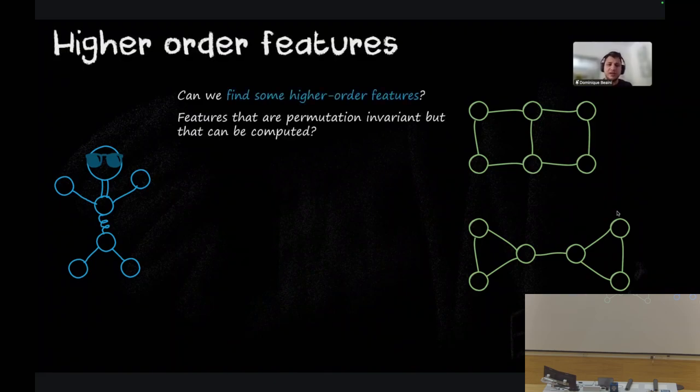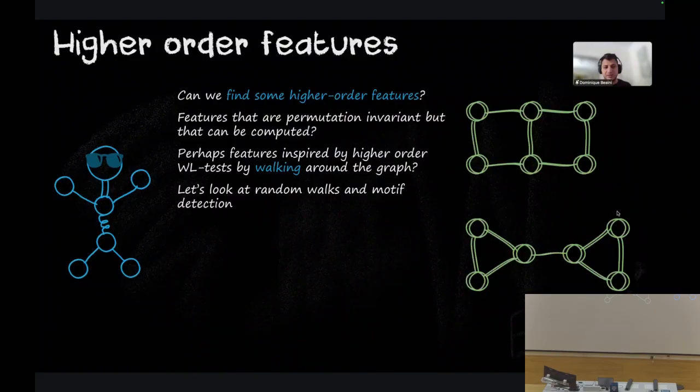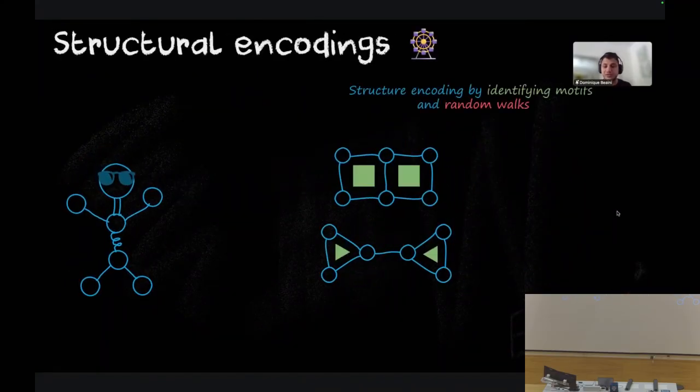So how do we do that? Well, one thing is first finding higher order features. For example, one simple thing is finding different kinds of motifs, predefined motifs that we know we want to find, like squares and triangles, and assigning these as node features to the nodes or edge features to the edges to help bias the network a bit better.